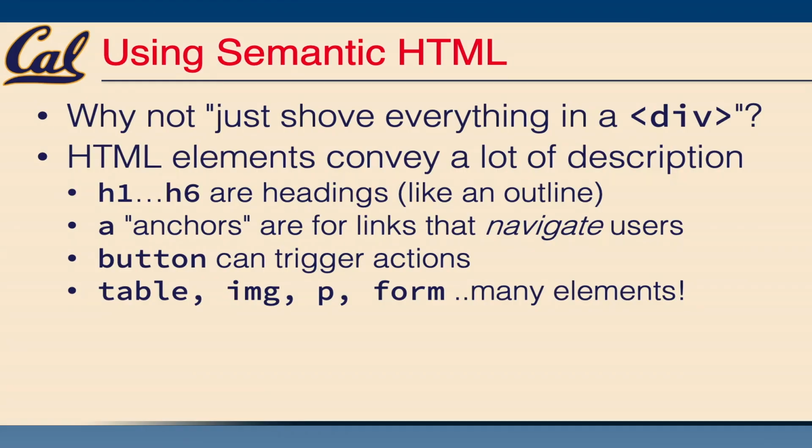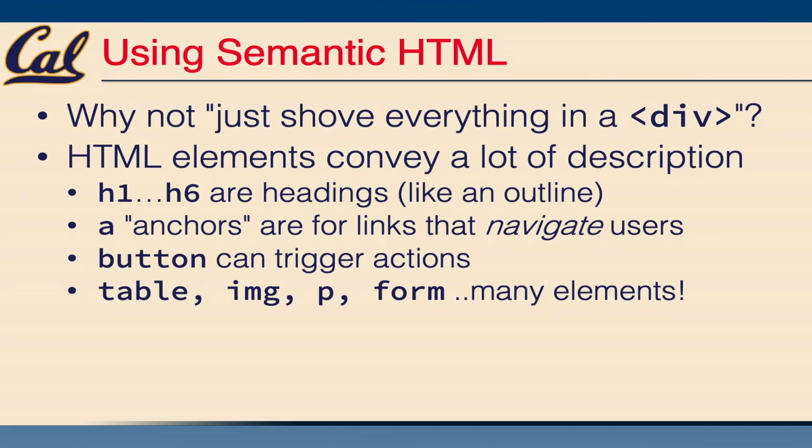So H1 through H6 are headings that you can treat like an outline, where H1 is the top of that outline, and H6 is a very inner nested level of an outline. And you might imagine that if you're using these elements, you should use them in the proper order, such that you treat 1, 2, 3, 4, 5, 6 in a proper descending order.